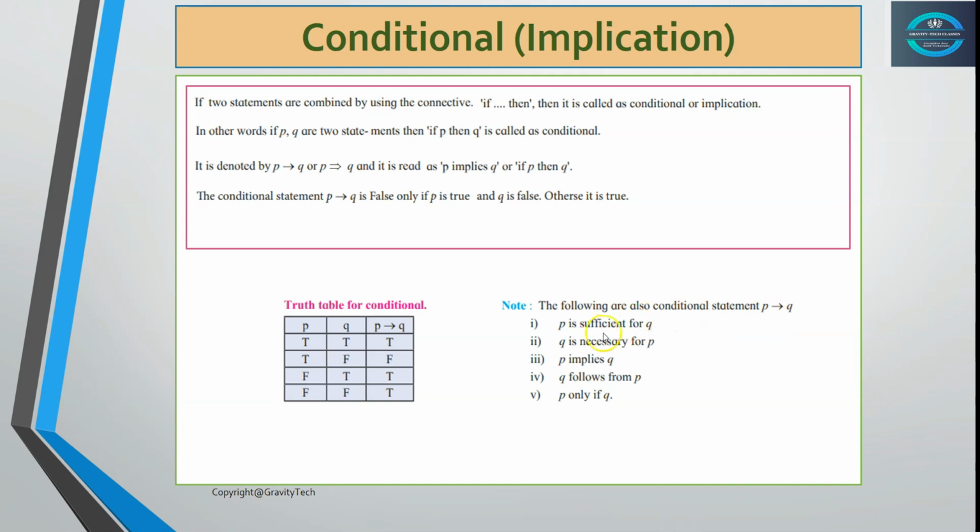Now this is also kind of like conditional statements. पी इंप्लाइज क्यू को किस तरीके से बोला जाता है? पी इज सफिशिएंट फॉर क्यू. हो सकता है आप जब एग्जांपल सॉल्व कर रहे होंगे, उसमें दे डोंट गिव डायरेक्टली इफ देन और इंप्लाइज भी नहीं दिया होगा. वो हो सकता है इस तरीके से दिएंगे, P is sufficient for Q. What does that mean? P implies Q. Q is necessary for P, that means P implies Q. Q follows from P. P only if Q. इन सभी स्टेटमेंट्स का एक ही मतलब होता है, P implies Q. If P then Q. Remember. So अगर आपके एग्जाम में इसमें से कोई आता है, then that means it is P implies Q.